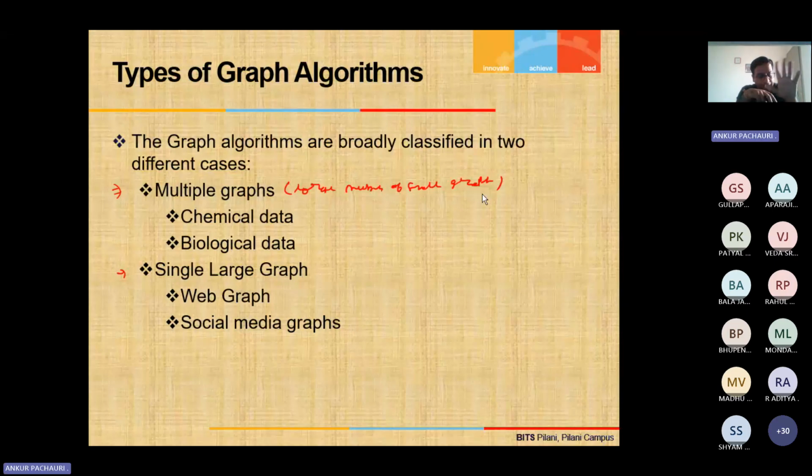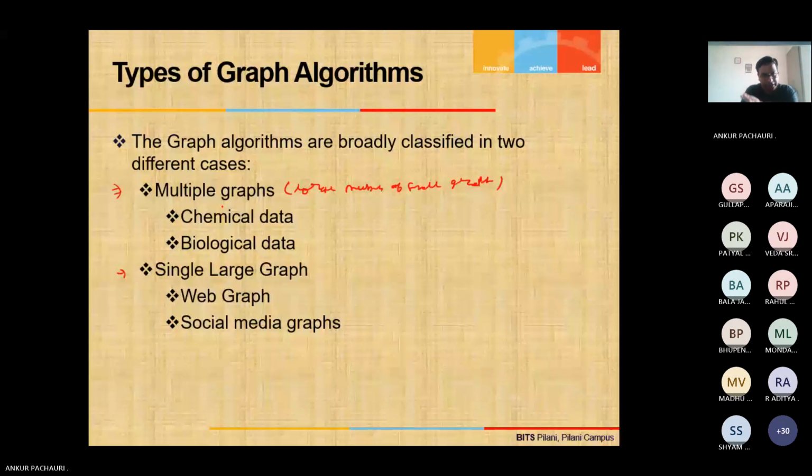Okay, and there's one more thing. The algorithms which work on this type of graph might not work exactly the same for the multiple graphs. If we have to implement the same algorithm or a similar type of algorithm on a different type of graph, we'll have to make some changes. So one nut will not fit another bolt. The nut-bolt combination is there between the type of graph and the type of algorithm.